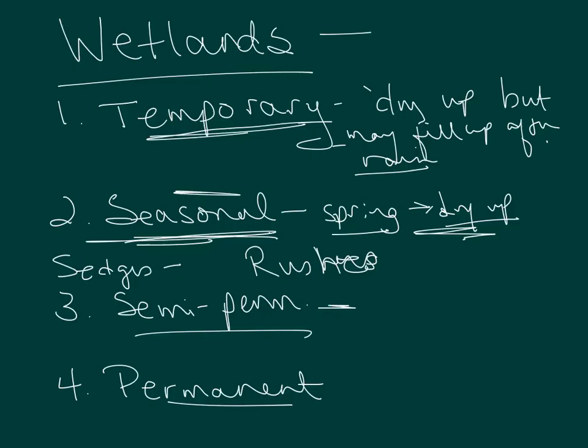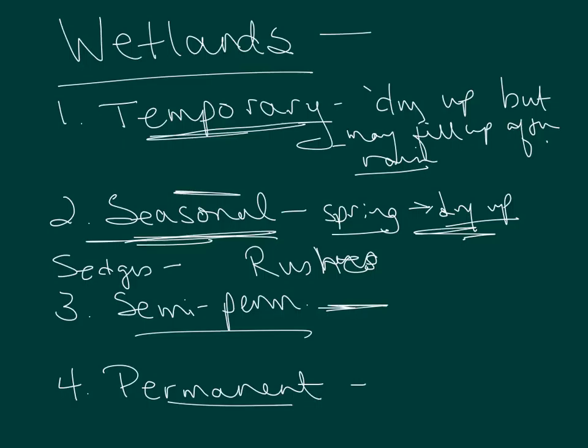Cattails are often found growing in semi-permanent wetlands, in water less than 3 feet deep. Cattails are another vegetation zone for the semi-permanent zone. So you have your outer rings found in the seasonal wetlands, the deep marsh, then your submerged aquatic vegetation, and then your cattails. That's your taller marsh.